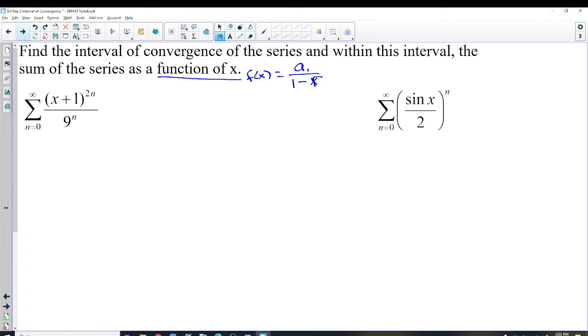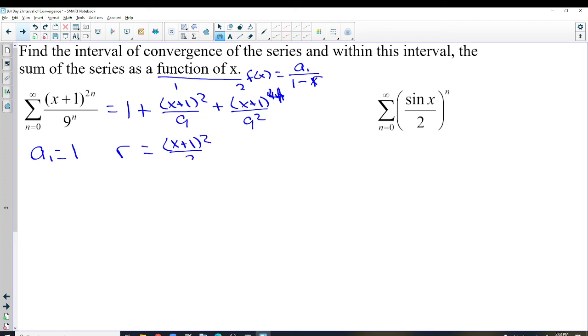That's geometric, but in a weird way. So find the interval of convergence. So let's plug 0 in, we get 1. Then if I plug 1 in, it's x plus 1 squared over 9. If we plug 2 in, that is x plus 1 to the 4 over 9 squared. So a sub 1 is 1. What's the r? Oh, not 4n, but 4. This is just a 4. So what's r? x plus 1 squared over 9.